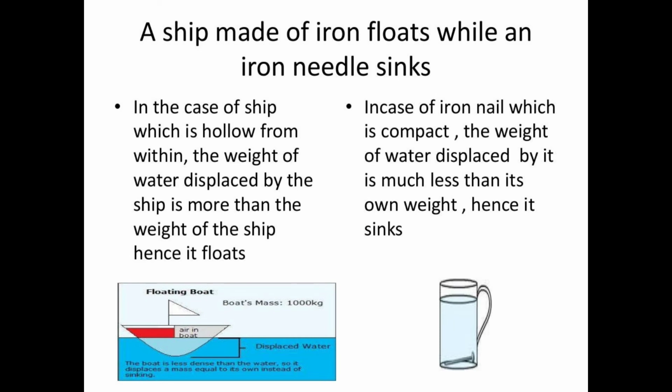A ship made of iron floats while an iron needle sinks. The reason is, in case of the ship, which is hollow from within, the weight of the water displaced by the ship is more than the weight of the ship, hence it floats. And in case of an iron nail, which is compact, the weight of water displaced by it is much less than its own weight. Hence it sinks.